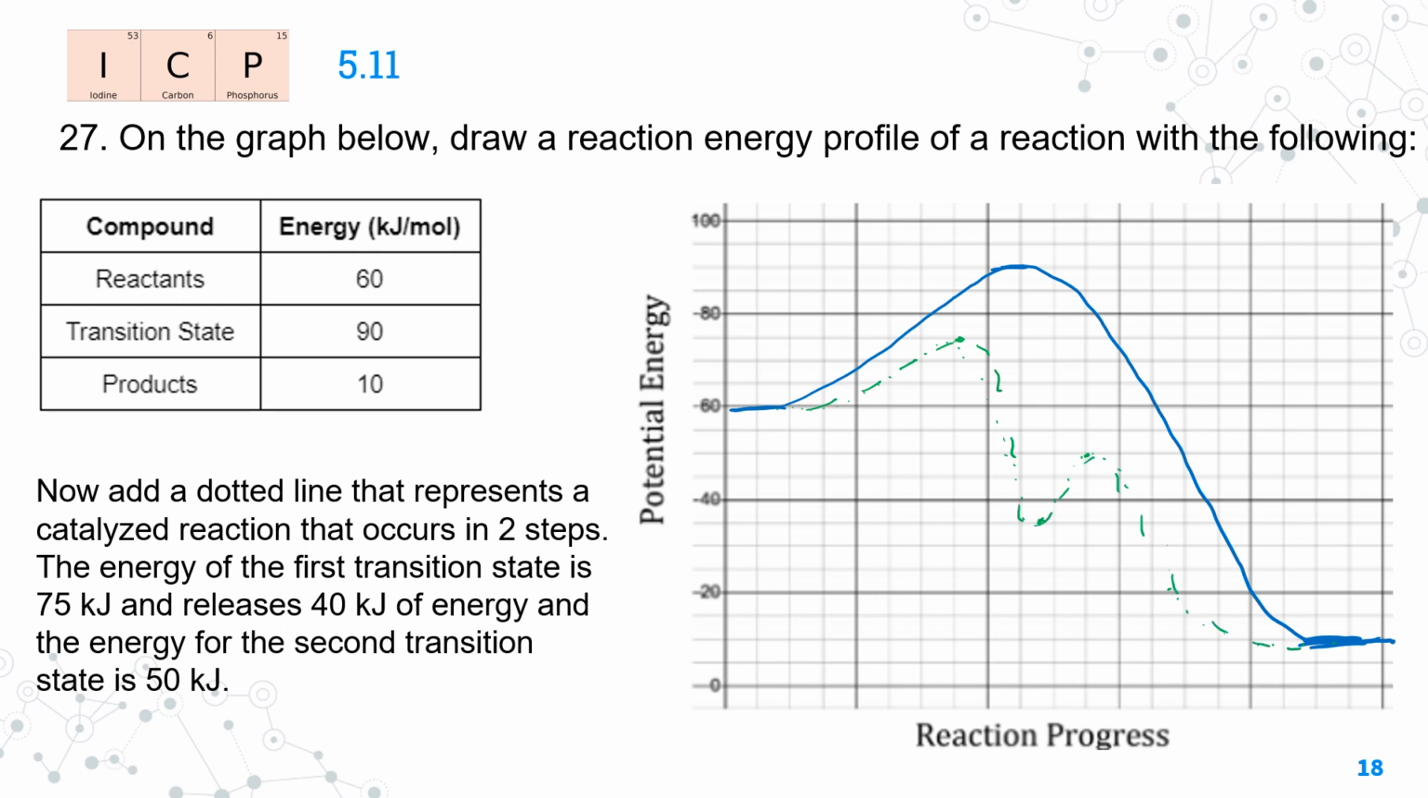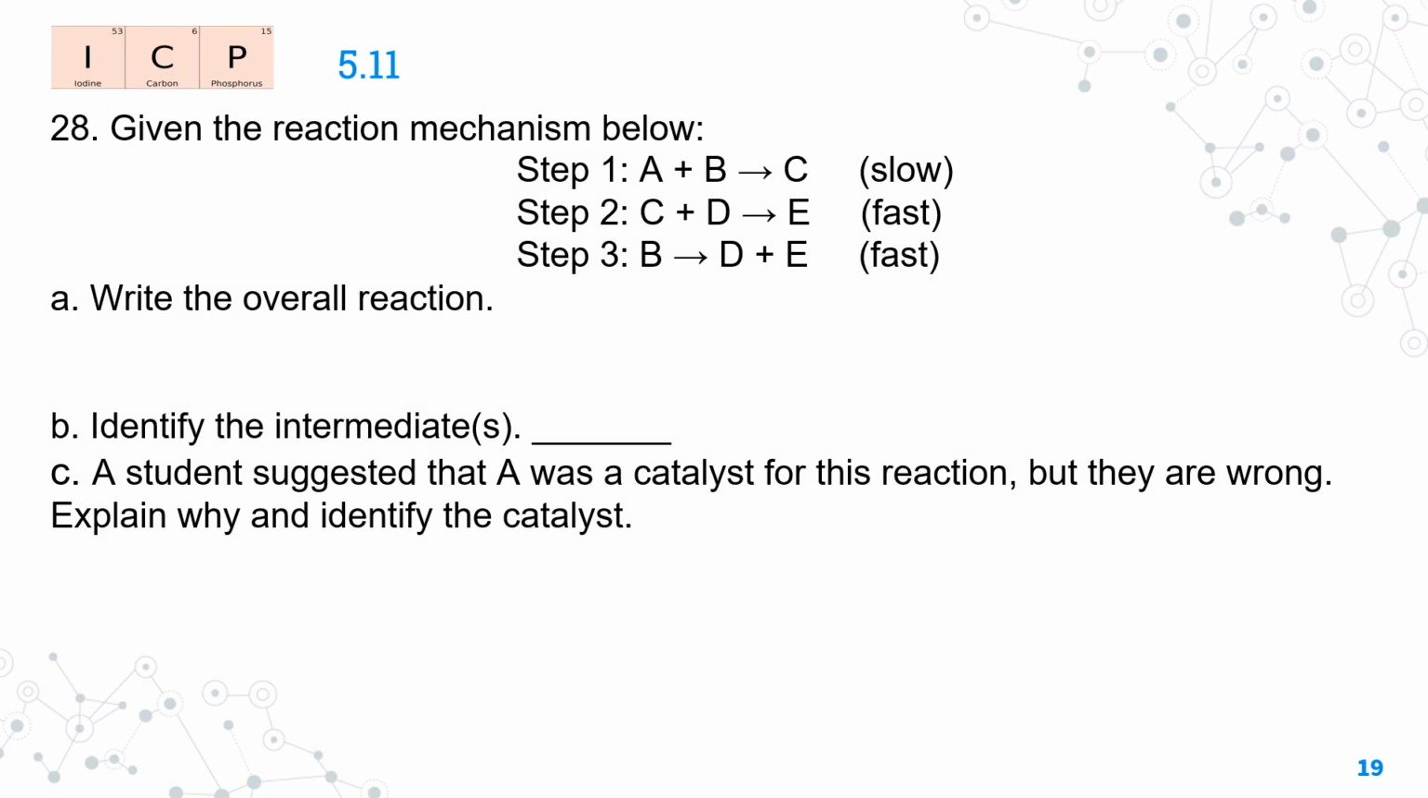All right. So there is what this would look like as a catalyzed reaction. 28, here is a mechanism. I need to write the overall mechanism. That means I just need to add them together. What goes away? What doesn't go away?